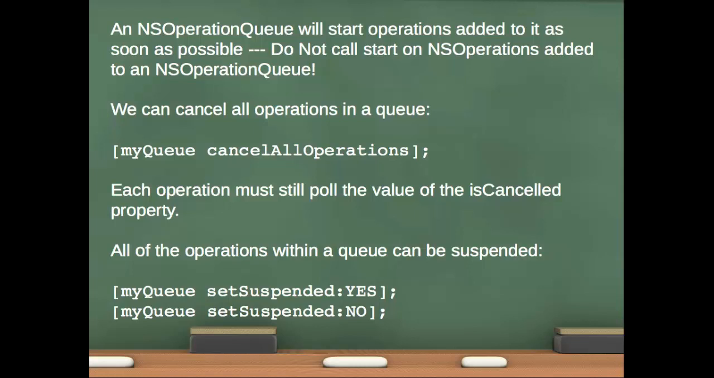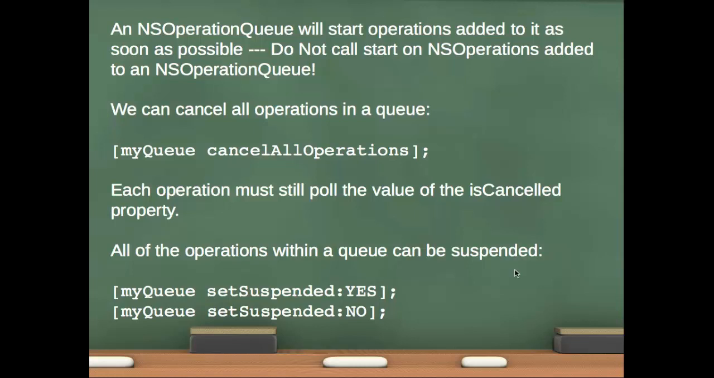We can also cancel all operations in the queue, with the caveat that every operation that we cancel has to be looking at the isCancelled property, that Boolean value. It has to be polling that value in order for that operation to be canceled. So this works the same way as NSOperation cancel. But if we use myQueue cancelAllOperations, then all operations that poll the value of isCancelled and break out will be canceled. Any other operation will continue.